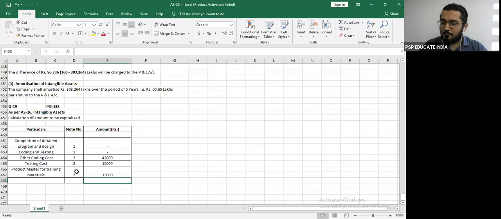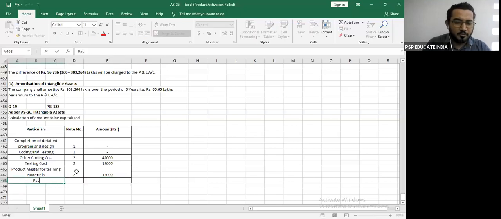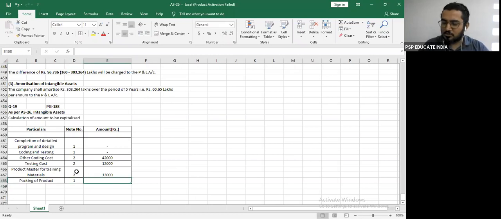Look at the last one, packing of the product. Now, packing of the product is not a cost that needs to be capitalized. It's not a cost necessary to make the software ready for use. So packing of the product will again go to the profit and loss account. So let's name it number 3 and put a dash.